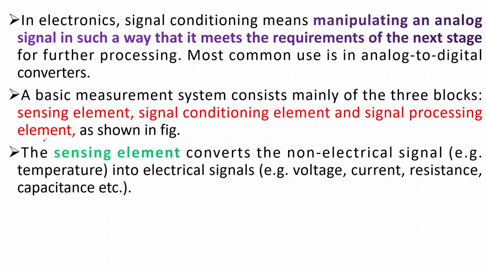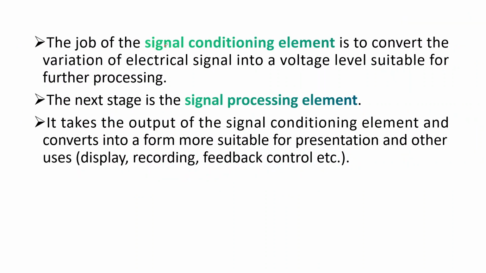The sensing element is the first stage. It converts the non-electrical signal to electrical form. That means it converts any form of signal into electrical form. The second stage is signal conditioning. Here we convert the electrical signal into a voltage level suitable for the next processing. And the third stage is signal processing. Here we convert the electrical signal into a form suitable for presentation, that means for display, recording, feedback control, like that.